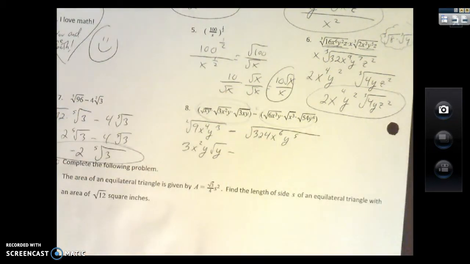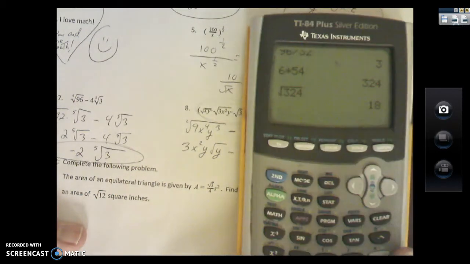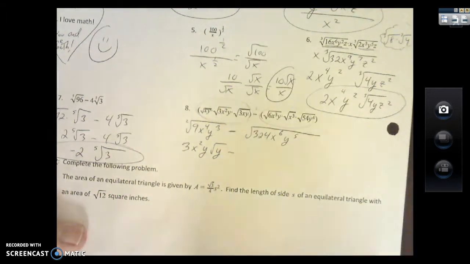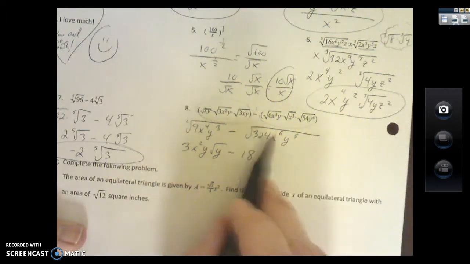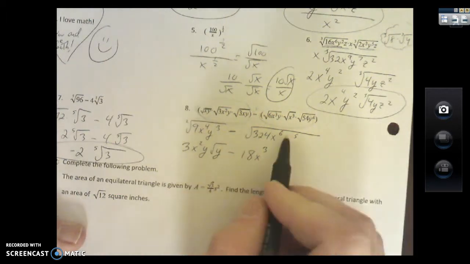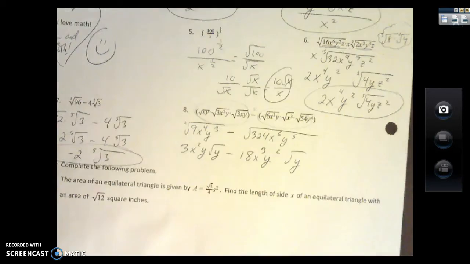Nothing else I can do. Over here, always check first if you can take the square root of what it is, because you might get lucky. And I did here. The square root of 324 is 18. So, 18. How many times can 2 go into 6? 3 times, no remainder. How many times can 2 go into 5? Twice, remainder 1.